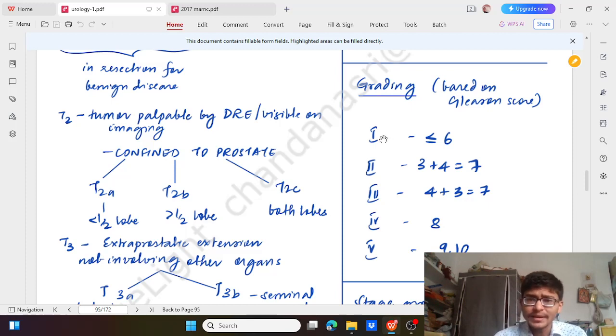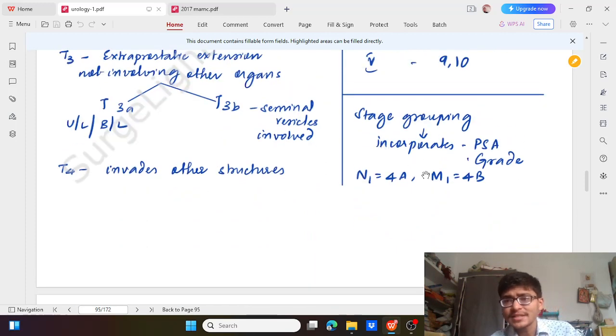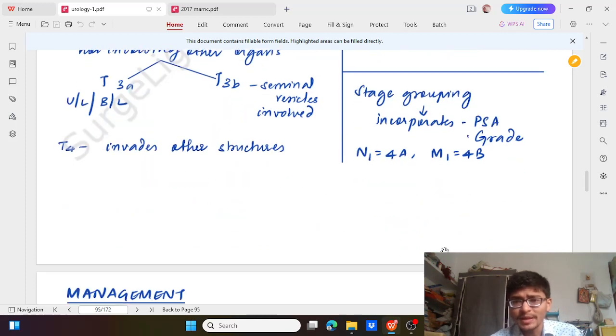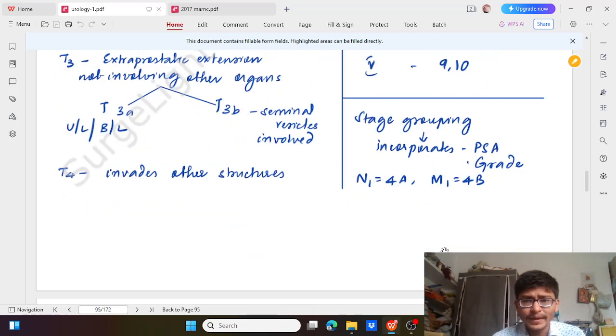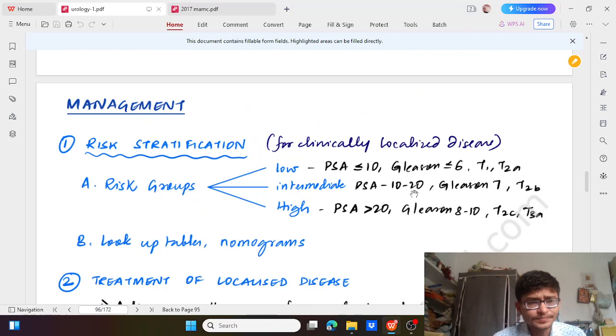So grade 1 is less than or equal to 6, grade 2 is 3 plus 4, that is 7, grade 3 is 4 plus 3, that is 7, where the histology is more aggressive, grade 4 is 8, and grade 5 is 9 and 10. Stage grouping incorporates PSA and grades along with that. If it is N1, it is stage 4A, and M1 is 4B. We'll see the stage grouping also in detail.